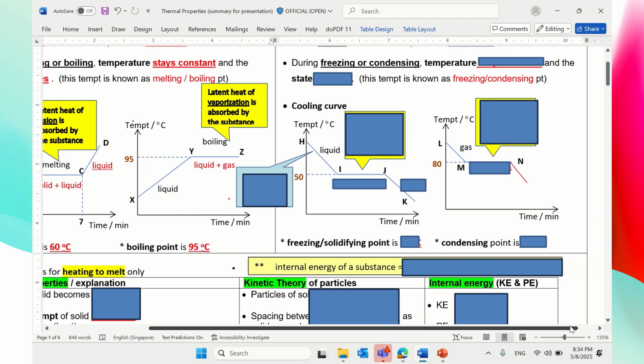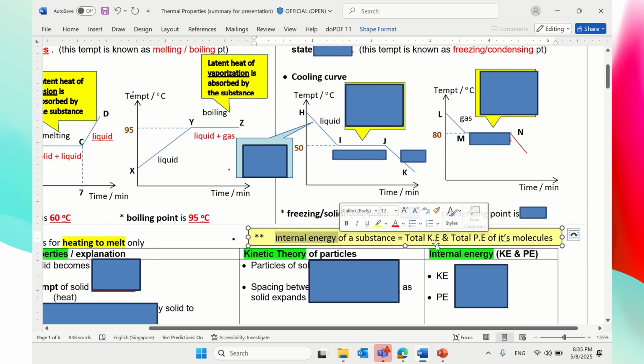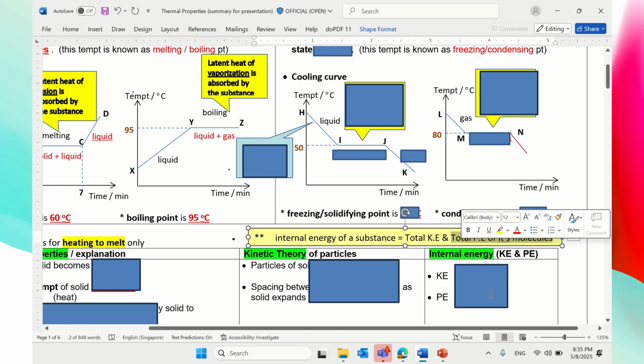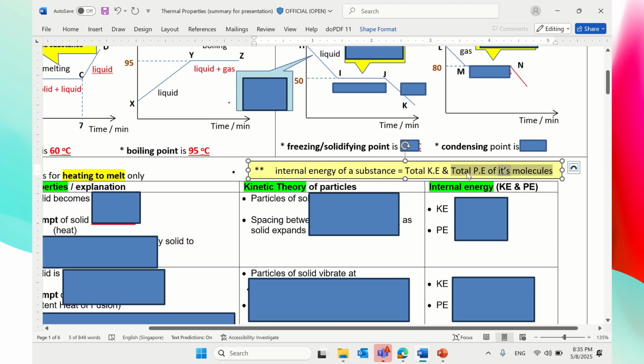Now, first of all, before we go into the third column on internal energy, let's recall. You write here, I think in between here you can write: internal energy of a substance is the sum of total kinetic energy and total potential energy of its molecules. I repeat, the internal energy of a substance is the sum of the total kinetic energy and the total potential energy of its molecules. So that's for the third column here.